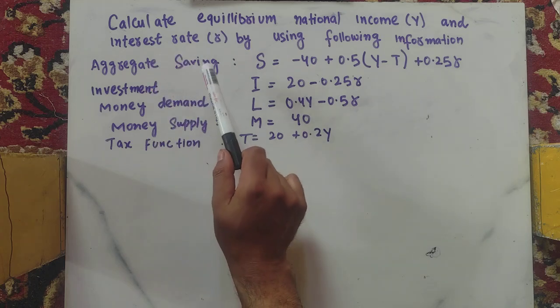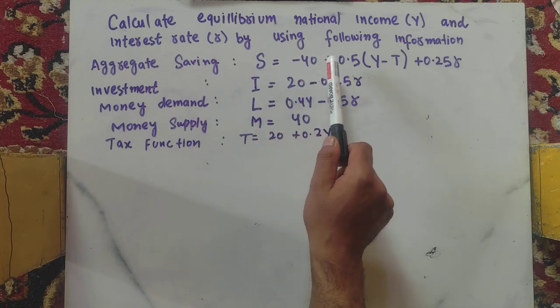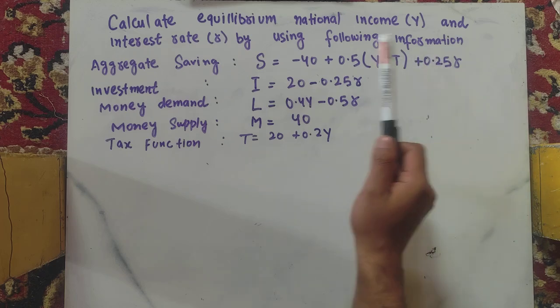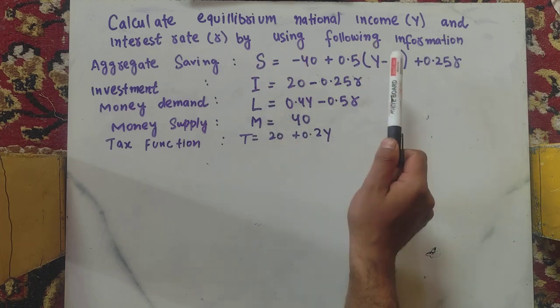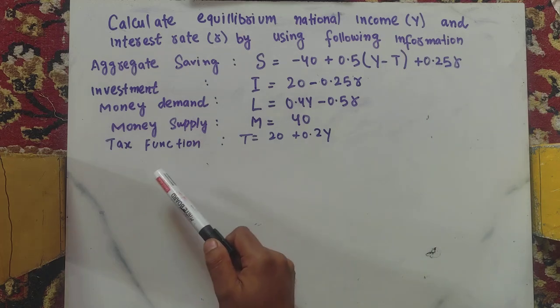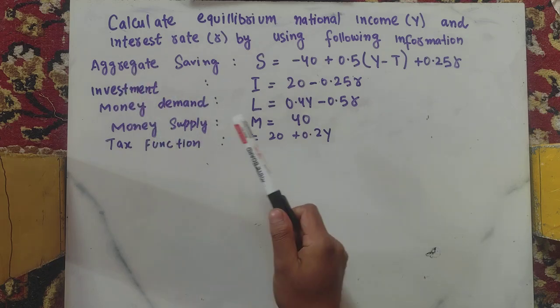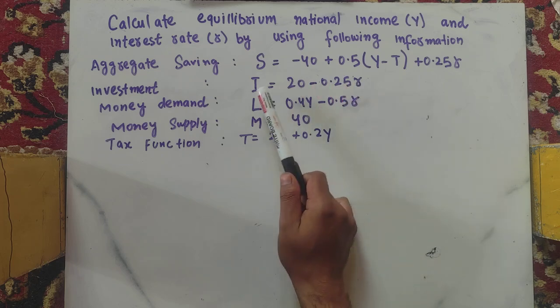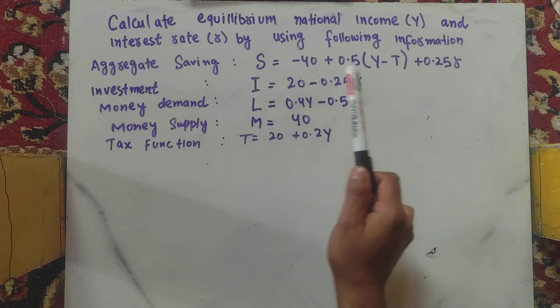We are being given the aggregate savings function as S is equal to minus 40 plus 0.5 (y minus t) plus 0.25 r. S denotes the savings, y denotes the income, t denotes the taxes, r denotes the rate of interest. We have the investment function: investment is equal to 20 minus 0.25 r. That is, investment is a negative function of the rate of interest.